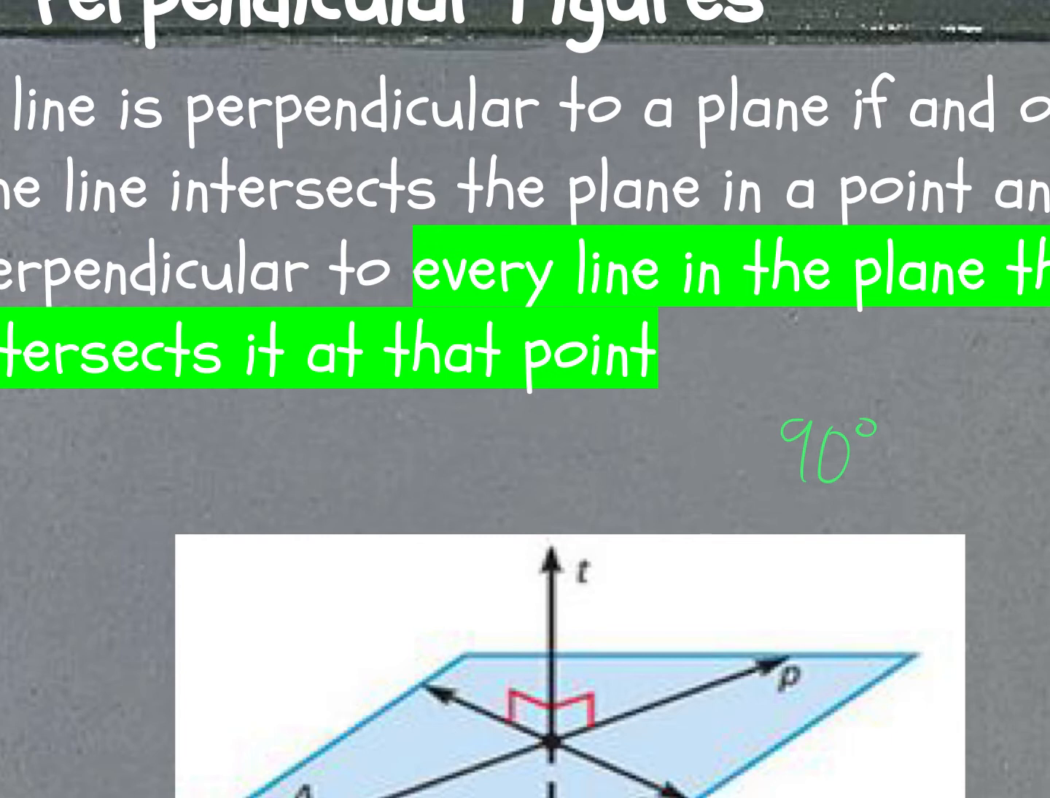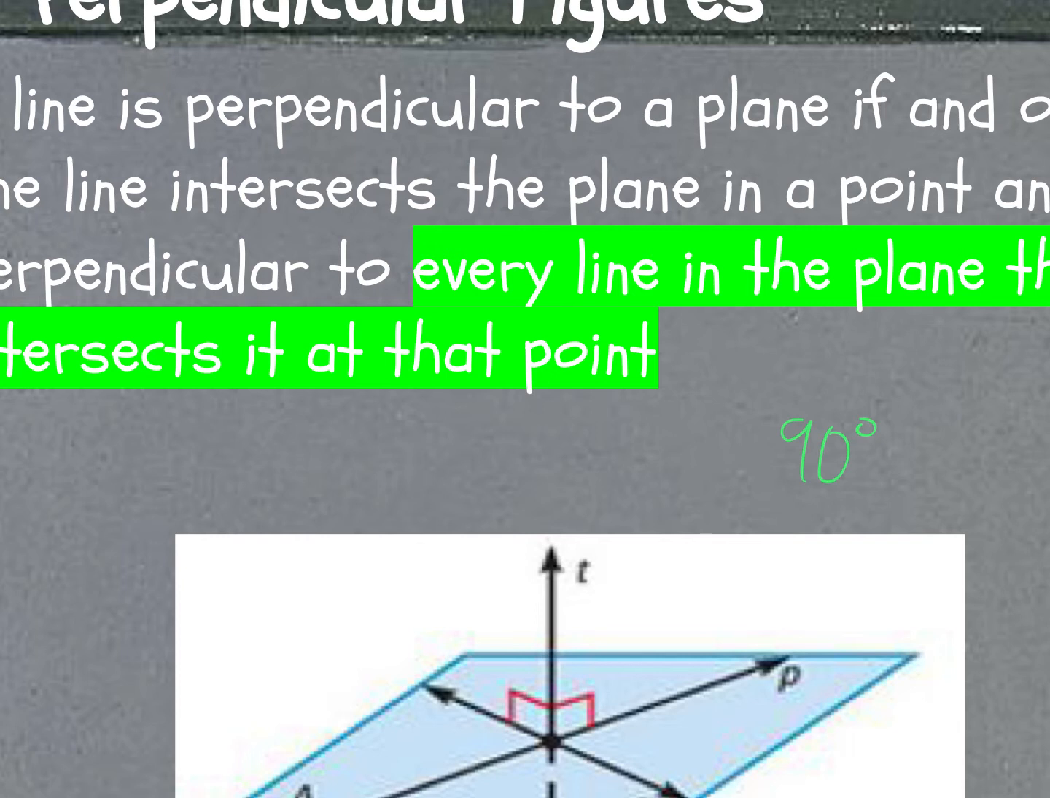So this line can only go in one direction to intersect this board at 90 degrees. Do you guys agree with that? If I tilt it even a little bit, is it perpendicular anymore? No. So it intersects like this. What this is saying is if there's a line that intersects your plane at 90 degrees, any line that you draw on the board that also intersects this line will be perpendicular to that line as well.